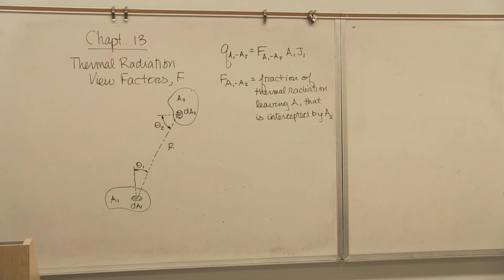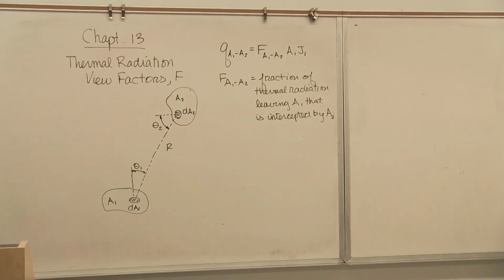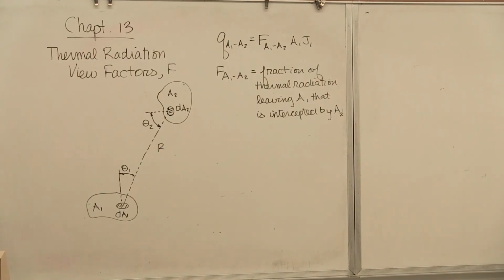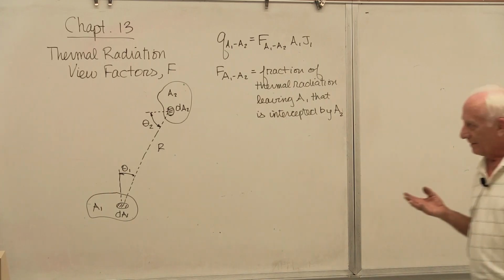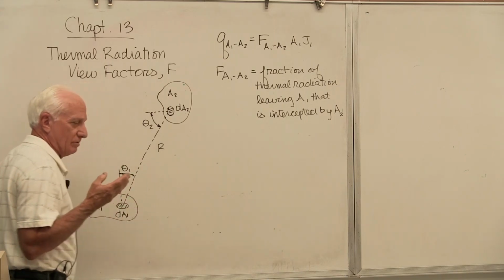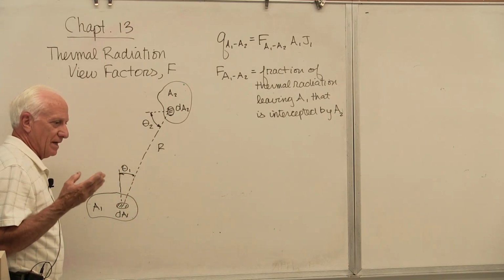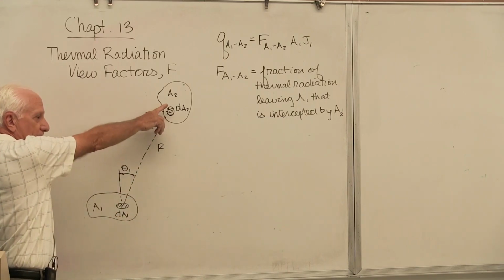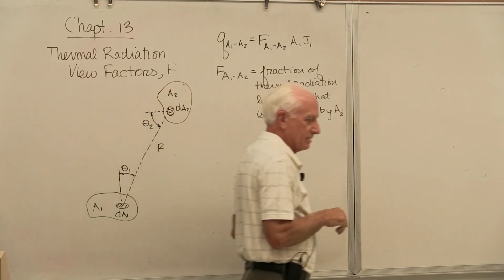Either one's fine. But that's the fraction of the total energy leaving A1, the thermal radiation energy, that ends up getting to surface A2. You can say it's intercepted by, received by, struck by. They all mean the same thing. Maybe if F A1 to A2 is 0.10, that means 10% of the thermal radiation leaving surface A1 ends up at surface A2, 10%, 0.10.